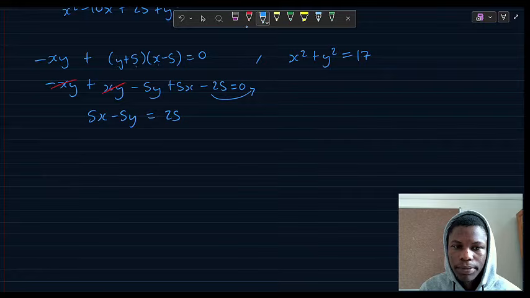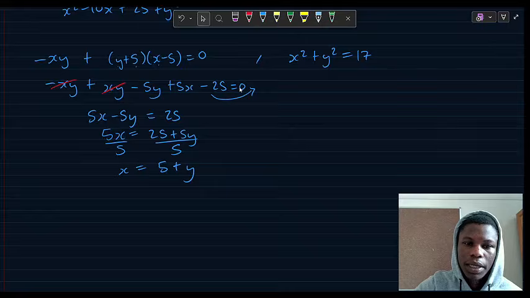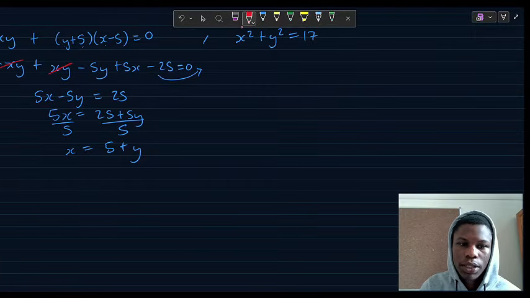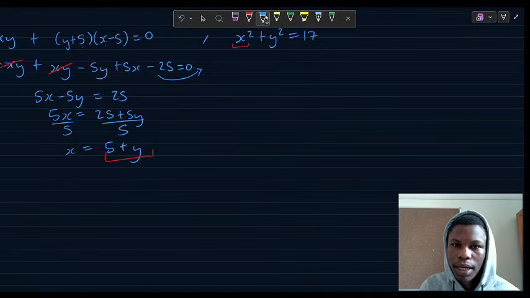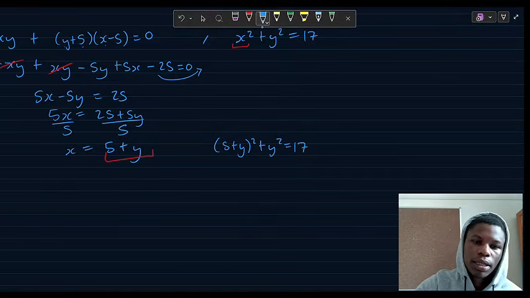And so now I think let's make x subject of the formula here. It looks like it should be nicer that way. So 5x is equal to 25 plus 5y, divide through by 5. And so x is equal to 25 over 5, that's 5, plus 5y over 5, that's y. All right. And so we can now substitute our x here with 5 plus y. So that becomes 5 plus y, and that's squared, plus y squared is equal to 17.